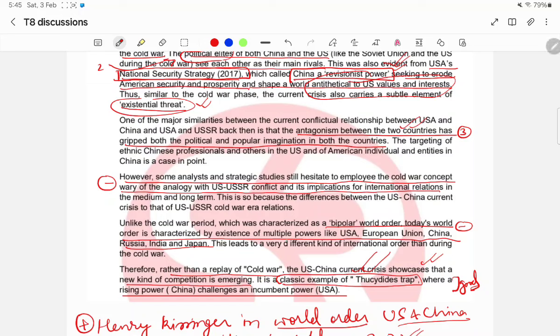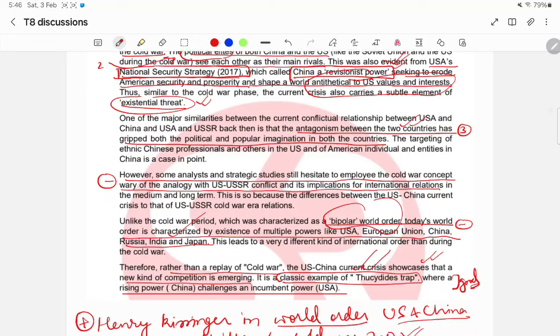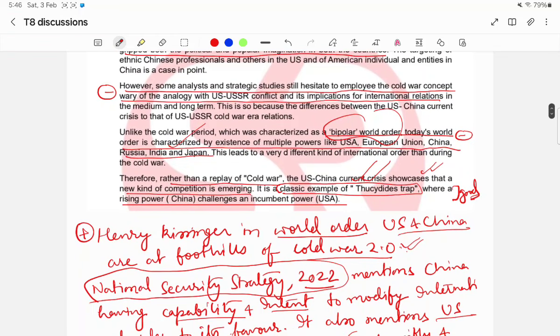Unlike the Cold War period, which was characterized as bipolar, today's world is lopsided multipolar. There are many players like India, Russia, Japan, the European Union. So this is not like the Cold War. And then some scholars say that this is a whole different game. This is a classic example of Thucydides' trap, where a rising power challenges an incumbent power. So you have to conclude in this sense that it is a classic example of Thucydides' trap. China is a rising power which wants to challenge the incumbent power.